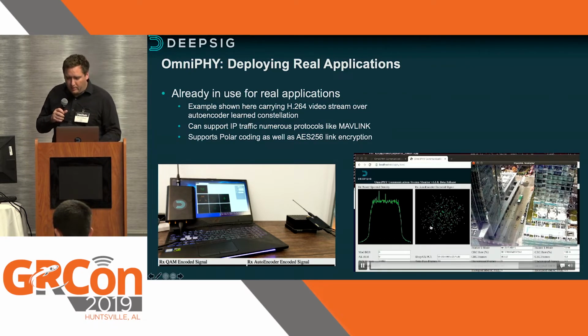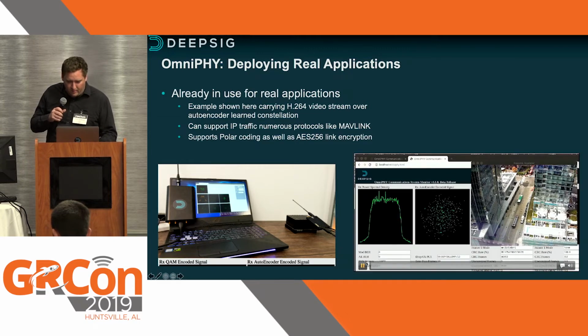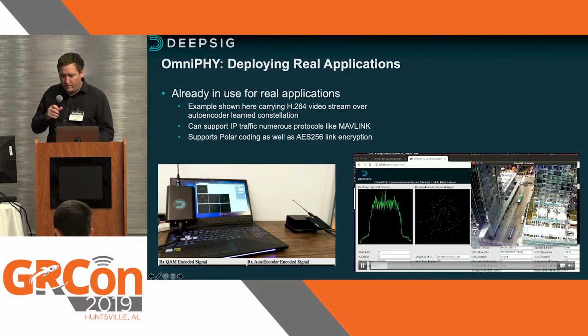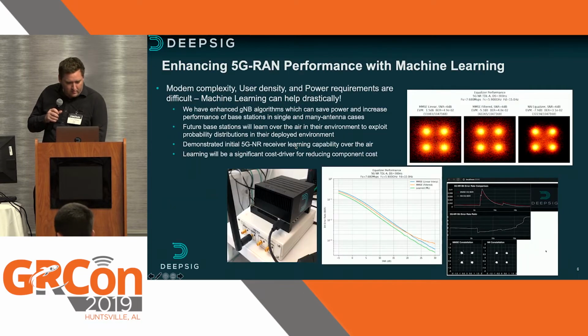And so this is really nice because you can continue to optimize to compensate for the hardware effects as well as for any other effects in the air. And so here we're showing, using that same learned constellation, we can transmit streaming video from a UAS or from another platform. And we can also do this for any sort of IP traffic like Mavlink and AES-256 encryption on top of it. And that's it.